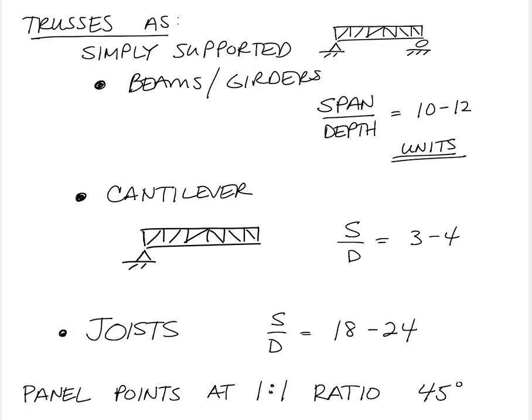All right, so we'll get to some examples of trusses here and use examples of them as beams and girders, which would be up here. This would be a picture of something that is simply supported, so just determinate and supported at the ends. So there would just be the simple span right there.